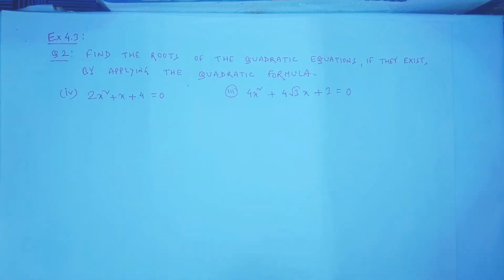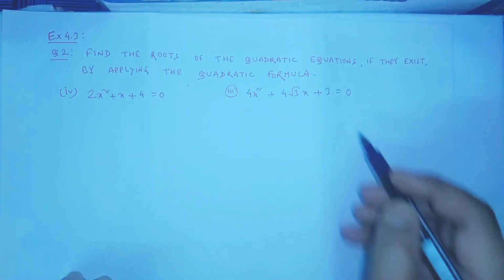This is question number 2, exercise 4.3, and the question is: find the roots of the quadratic equations, if they exist, by applying the quadratic formula. So we have to find the roots of those given quadratic equations if they exist. What does "exist" mean? The real roots must exist. We must have real roots, not any other roots.